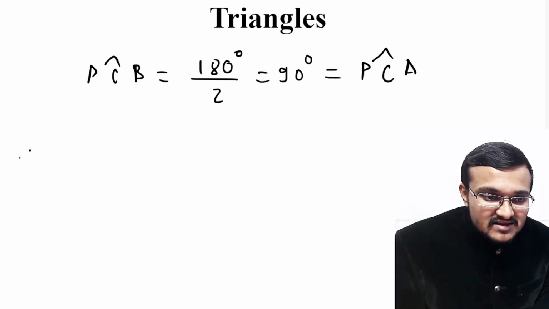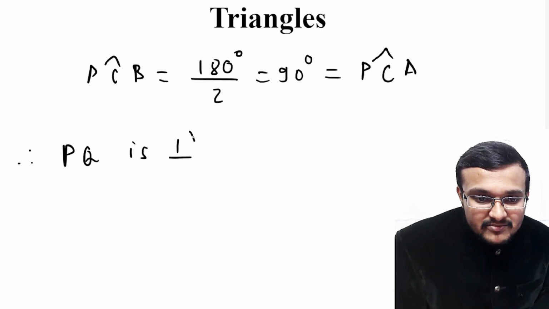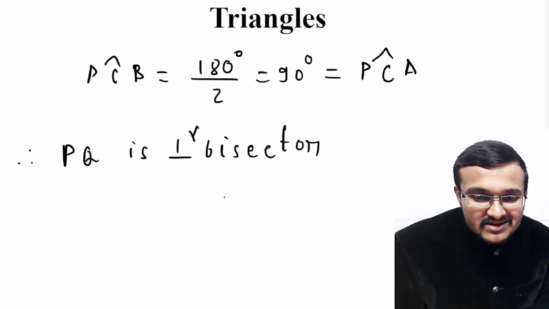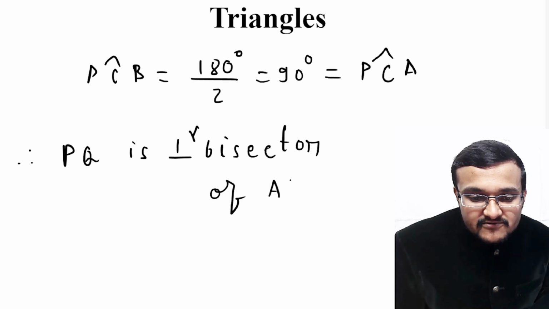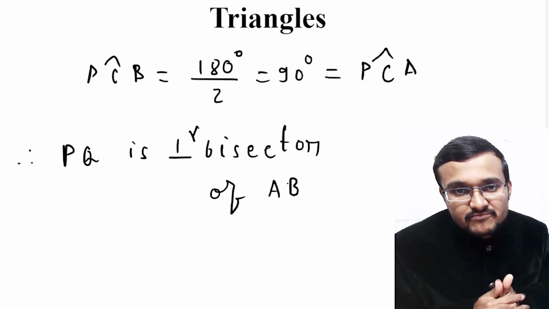So that means, therefore, PQ is perpendicularly bisecting AB, or you can write PQ is the perpendicular bisector of AB. So this is what they have asked to prove, and we have proved that.